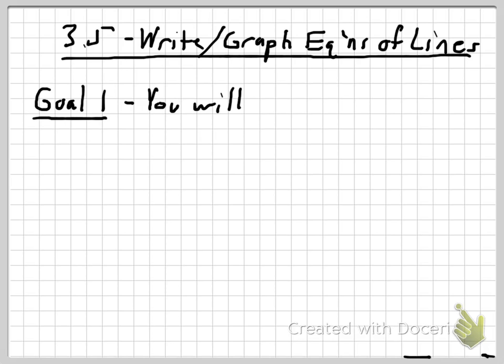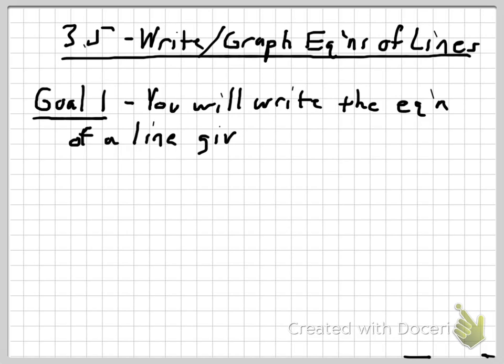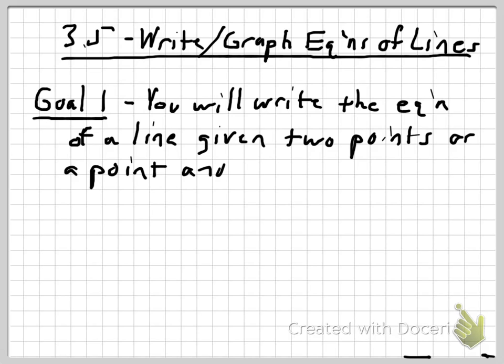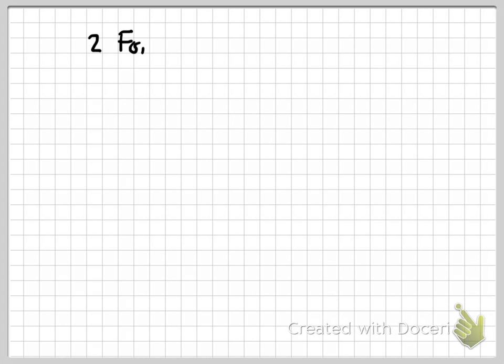And that goal is that you will be able to write the equation of a line if you're given either 2 points that are on the line or a point on the line and the slope of the line. So either given 2 points on a line or a point on the line and its slope, then you're going to be able to write the equation of a line. Well, in order to be able to do that, there are a few things that we need to know about.